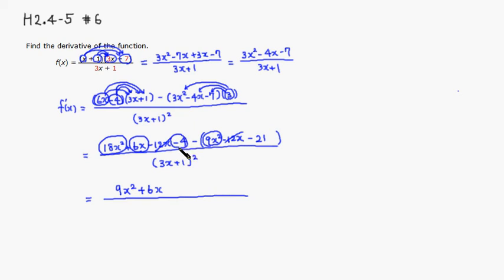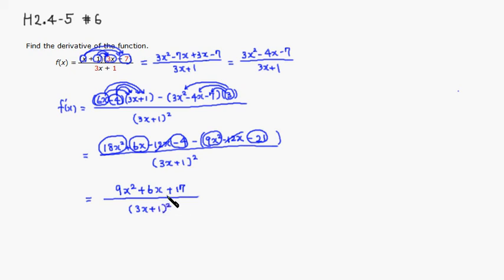Then the constant term would be negative 4 minus negative 21, so you're actually adding 21. So negative 4 plus 21 would be positive 17. Then the denominator is still 3x plus 1 squared.